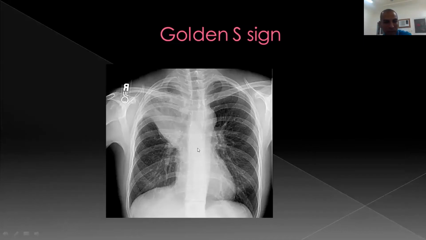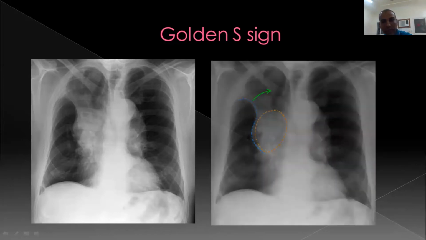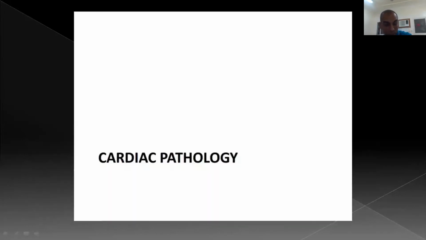Another example of the Golden S sign, look for this one. We have here right upper lobe collapse, but the hilum here looks convex, not concave. So we have the Golden S sign. Also here, this is a Golden S sign. We have a huge hilar mass, and we have right upper lobe collapse.